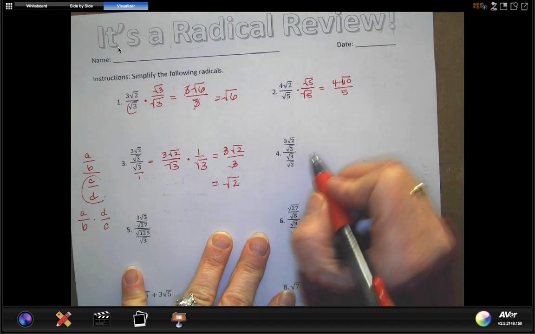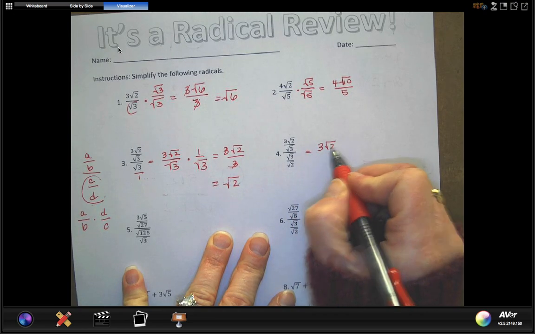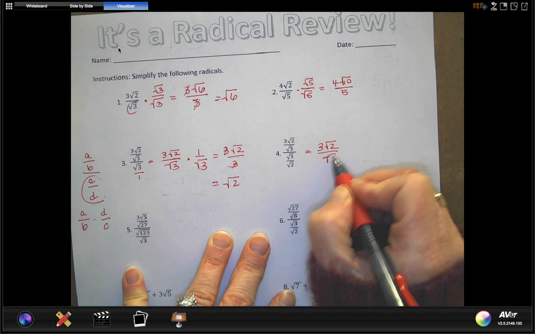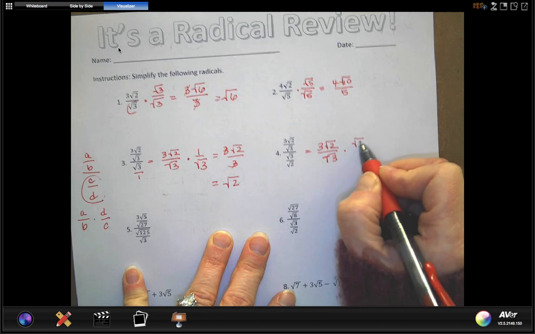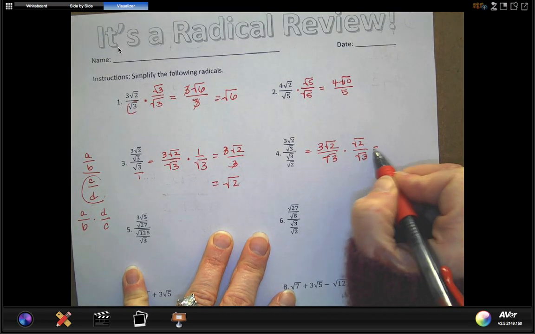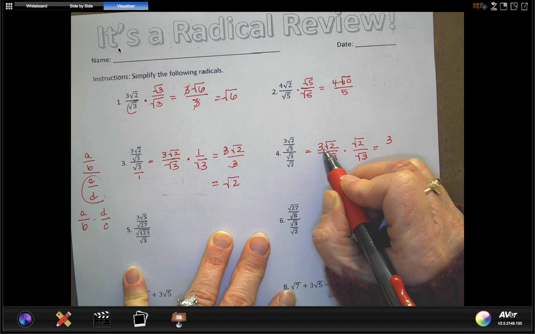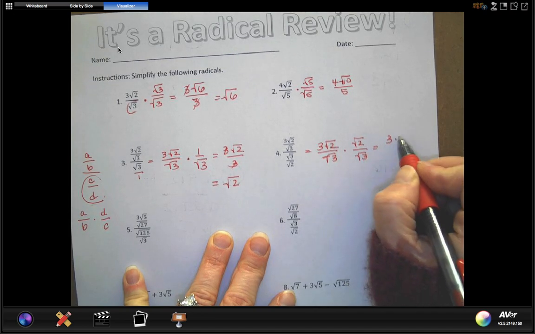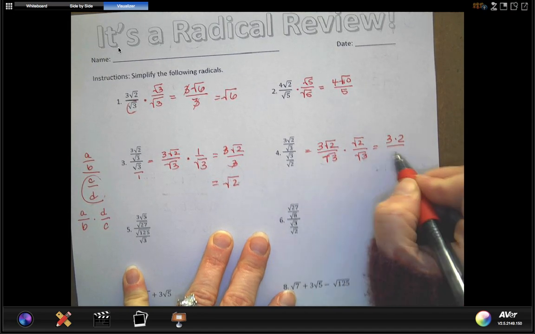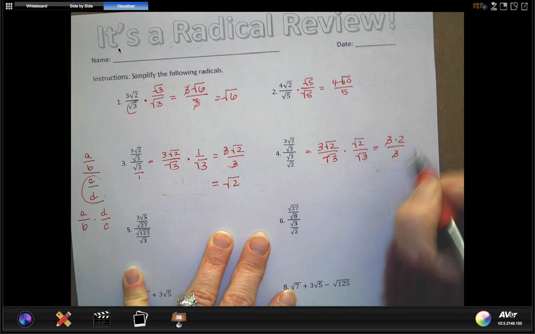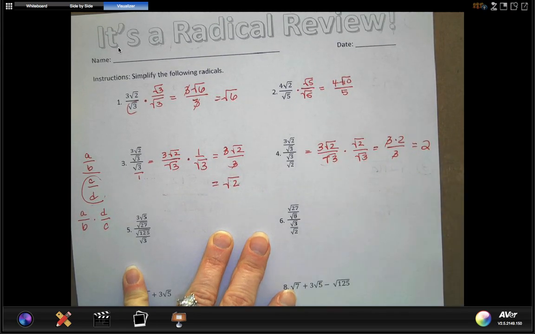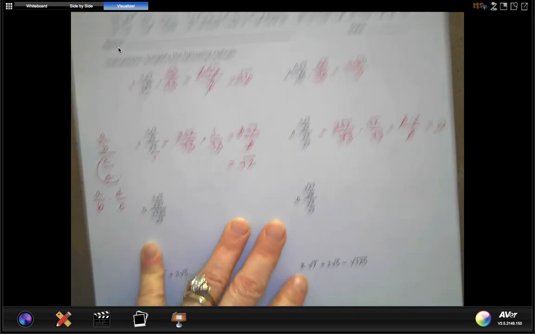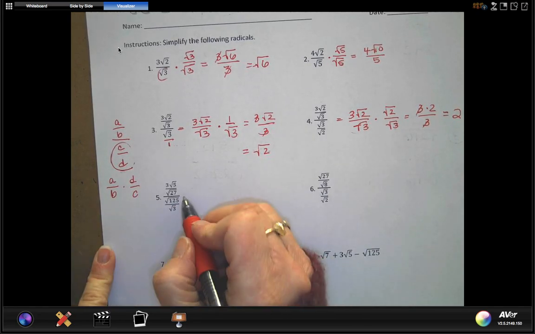All right, again over here. This flips. I multiply across 3. The square root of 2 times the square root of 2 is just 2. The square root of 3 times the square root of 3 is 3. So I end up with just 2.